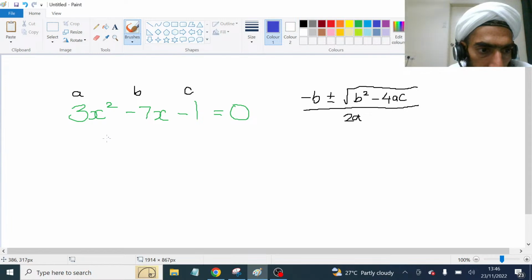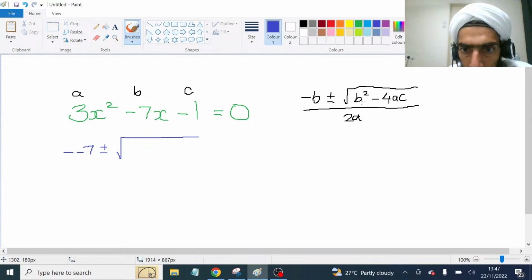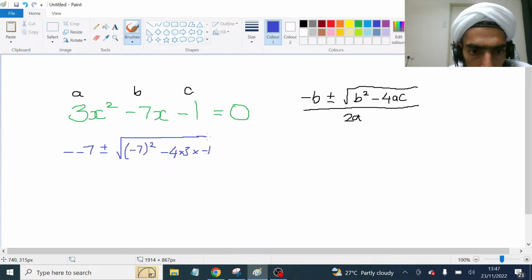So the first thing is minus b, so that would be minus 7. I'm just going to write the minus from the minus b, and then the minus 7 is the b, plus or minus square root. So now the formula says b squared, so that would be minus 7 squared. Then comes a minus. Then comes 4ac, which means 4 times a times c. So 4 times the 3 times the minus 1. And all of that has to be divided by 2a, which is 2 times the a, which is 3.